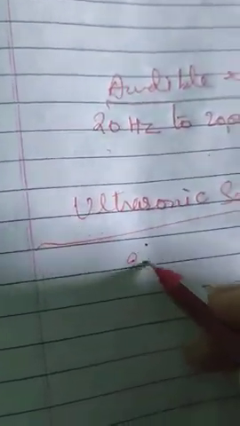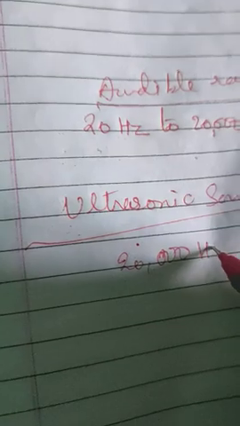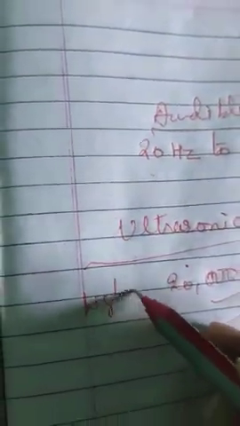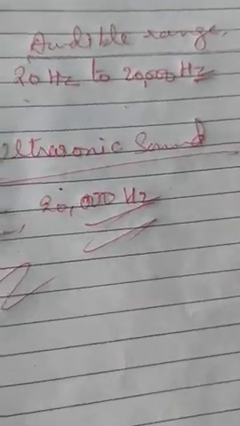That is the ultrasonic sound. Sound of frequency higher than, or you can say more than, 20,000 Hertz is called ultrasonic sound. So we cannot hear the ultrasonic sound, children. Our eardrum cannot bear that much frequency of sound.